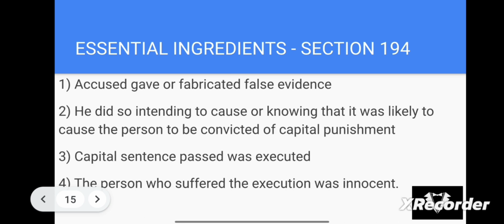The essential ingredients of Section 194 are: the accused gave or fabricated false evidence. He did so intending to cause, or knowing that it was likely to cause, the person to be convicted of capital punishment. And the capital punishment passed was executed. The person who suffered the execution was innocent.